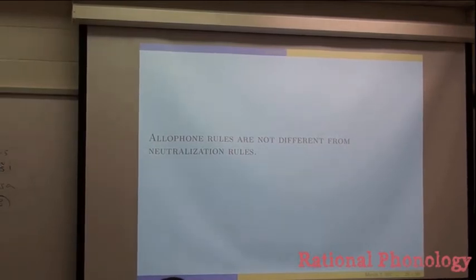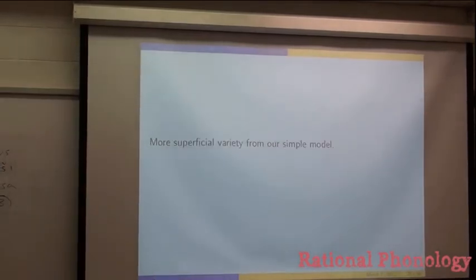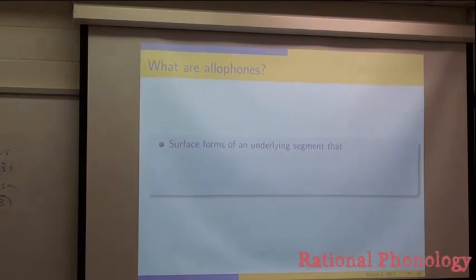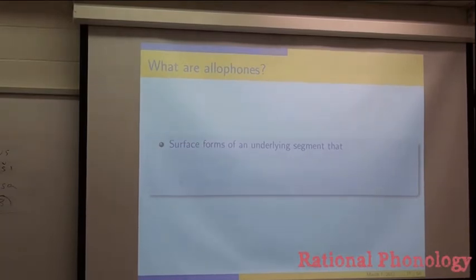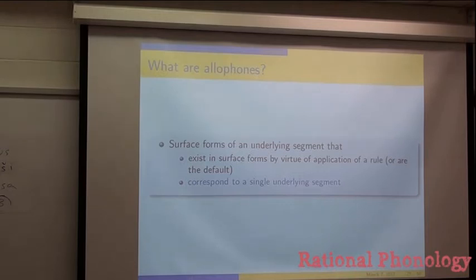So again, we can get yet another kind of pattern. Okay? So we get lots of superficial variety from our simple model. Which is good. That's what we want. We don't want a really complicated model to account for the patterns in the world. Okay? So the term allophone, we're not going to really use that term, but it's a traditional term, so we should talk about it. Traditionally, there are surface forms that come from an underlying segment that are there because of the application of a rule, or else they're the default form. And traditionally, they're said to have to come from a single segment.